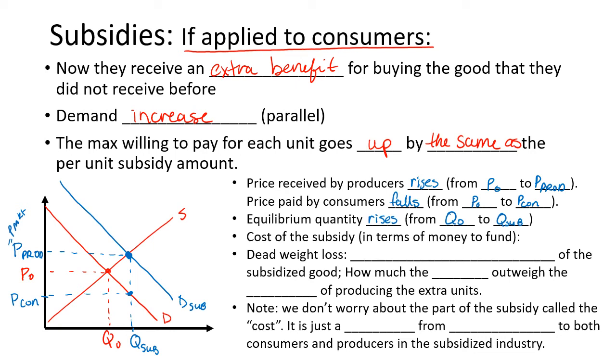The cost of the subsidy is how much is paid per unit, which is shown by the difference between the price consumers pay and the price producers get, times the number of units. So it is this purple rectangle here, or the difference between P prod and P con times the subsidy quantity, or the per unit subsidy amount times the subsidy quantity. Either way would get it for you.